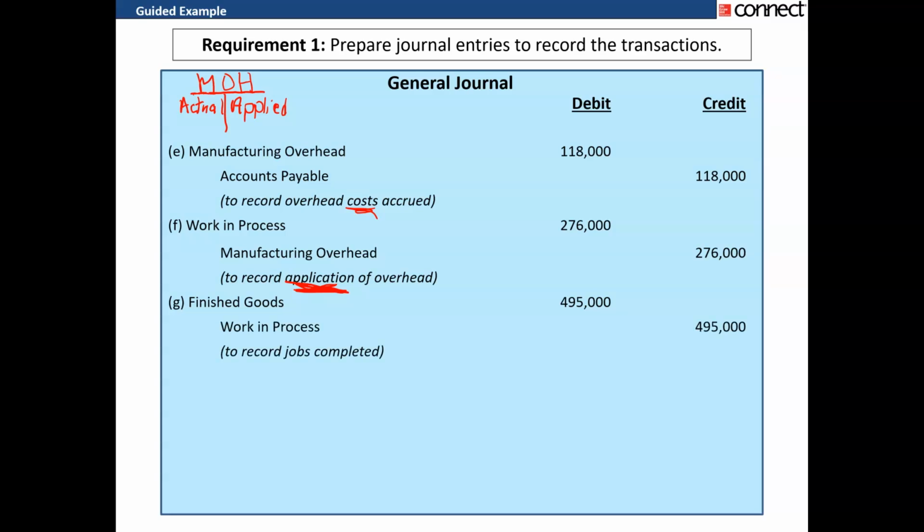So in G, we will record the jobs completed. We completed $495,000 worth of jobs. So we debit finished goods, credit work in process. They're sitting there in work in process while we're making them. Once we finish making the product, we transfer it from work in process, which would be a credit to decrease it, and set it into finished goods, which would be a debit to add to finished goods.